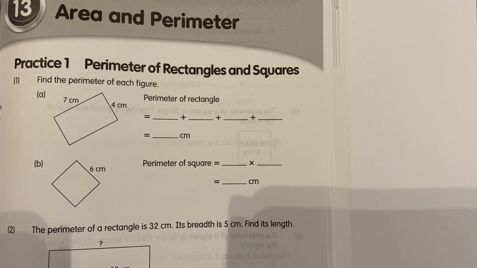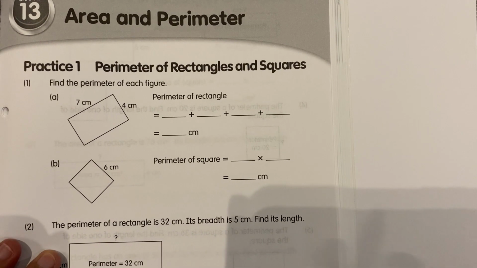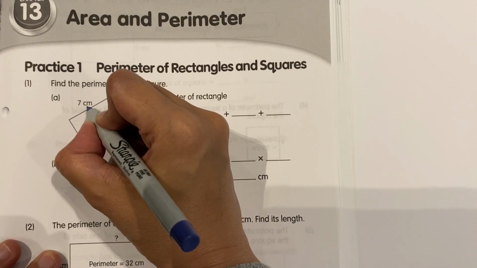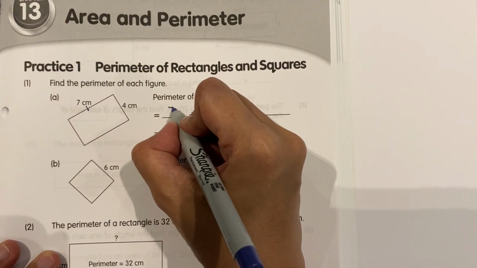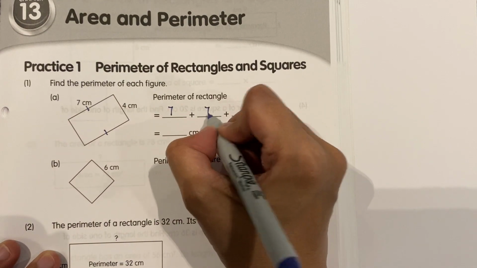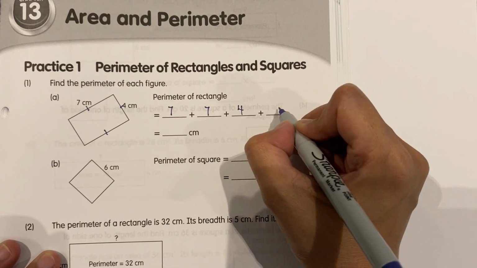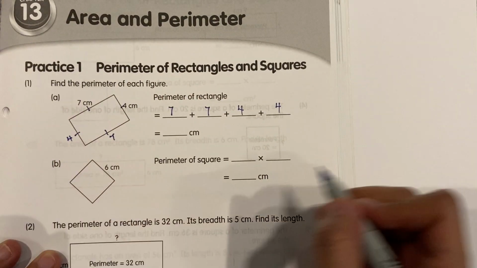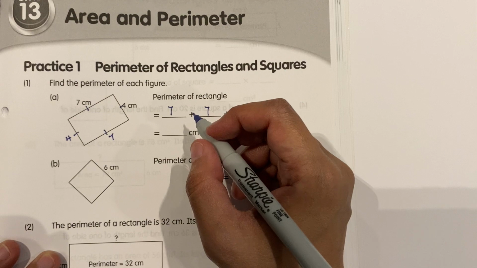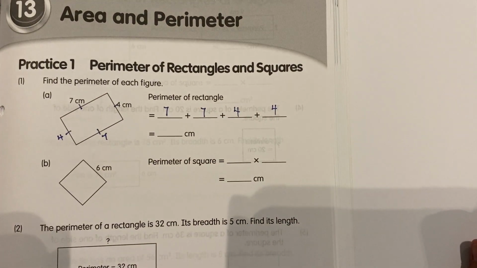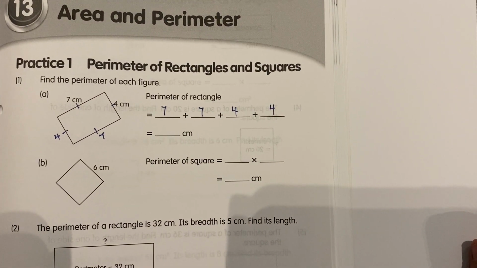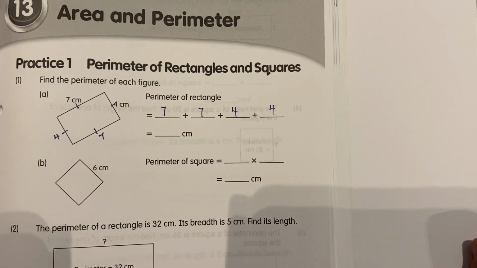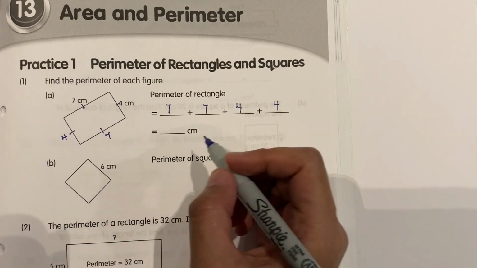How do you find the perimeter of each figure? You need to know the length and the breadth. For the perimeter of a rectangle, all you need to do is add the length plus the breadth plus the length plus the breadth. Because this is 7, this is also 4. So your answer for this one will be 22.